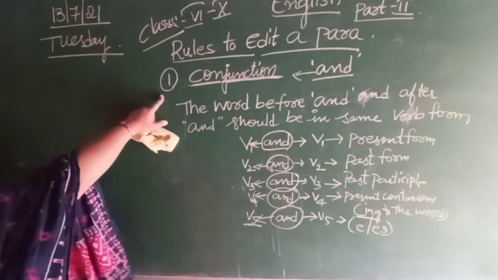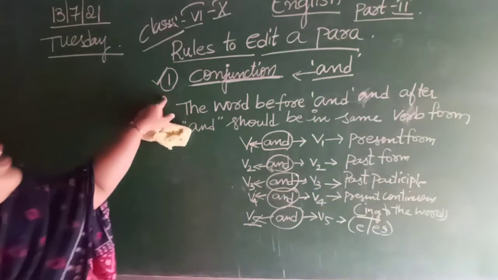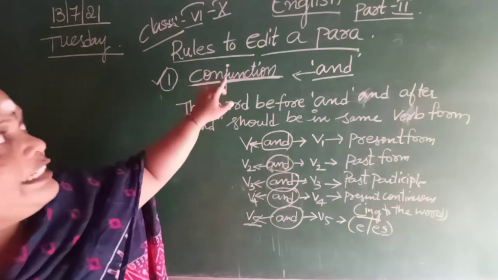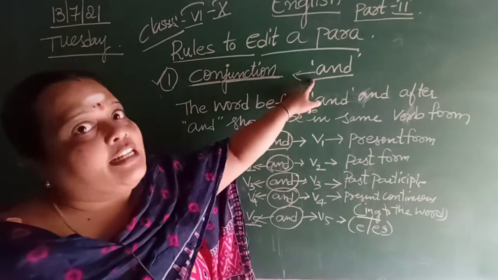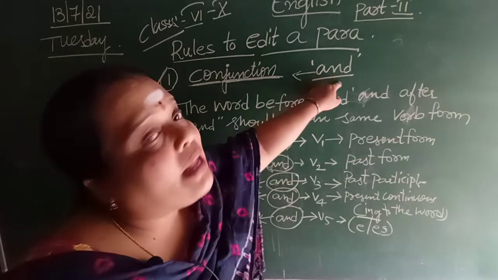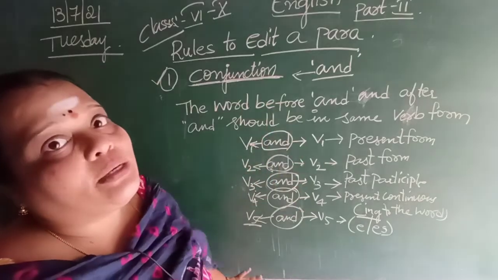So our first rule, rule number 1, is that we have to check the conjunction. That too, in conjunction we should check for and. The words that come before and and after and should both be in the same tense only.